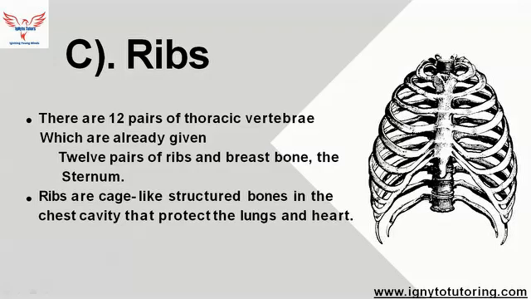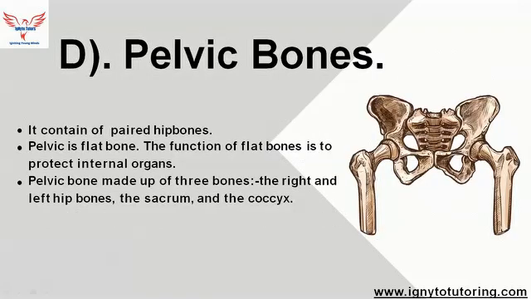Now, let's move to the next type, that is pelvic bones. It consists of paired hip bones. Pelvic is a flat bone. The function of flat bones is to protect internal organs. Pelvic bone is made up of 3 bones, the right and left hip bone, the sacrum, and the coccyx. So this was all about pelvic bone.